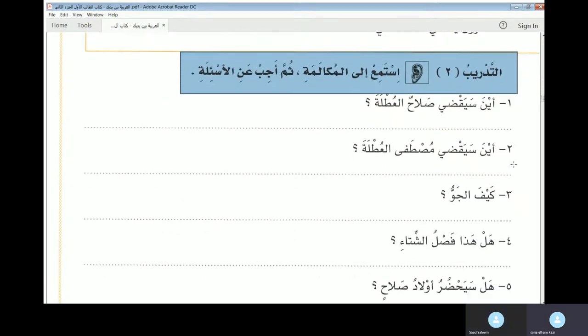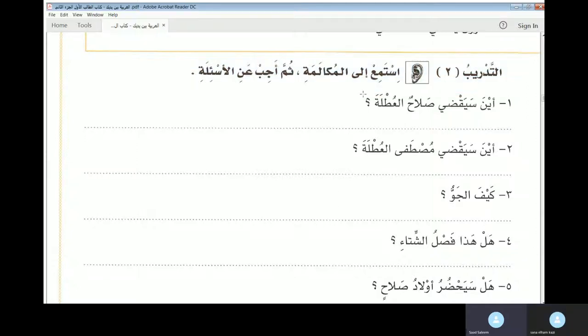Second exercise. Listen to the conversation, then answer the questions. Listen or hear the conversation. Then answer the questions. Okay. So this dialogue is between Mustafa and Salah.